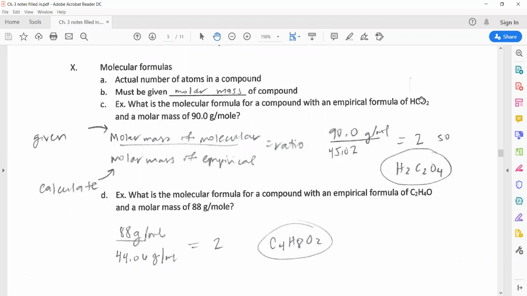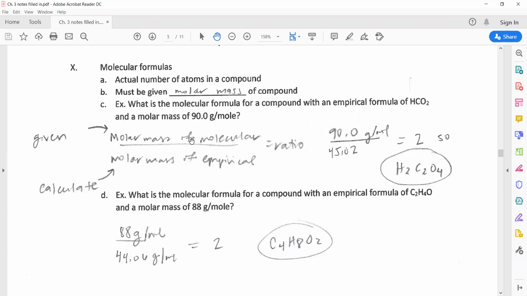Here's the deal. If this is the empirical formula, well, it also could be the molecular. Sometimes they're the same. Or it could be double, meaning it could be H2C2O4. It could be tripled, H3C3O6. Those are all options. You could quadruple it. So it could be any multiple of this. What we want to do is use this molar mass of the real compound and compare it to the empirical.